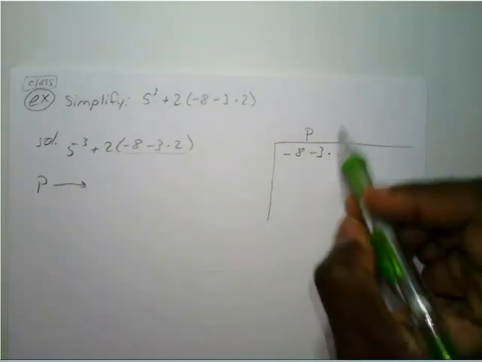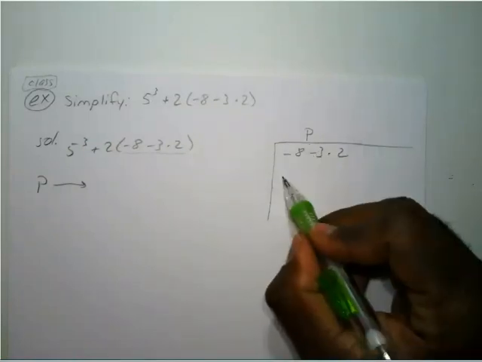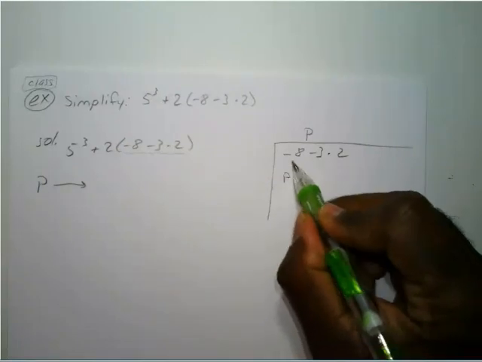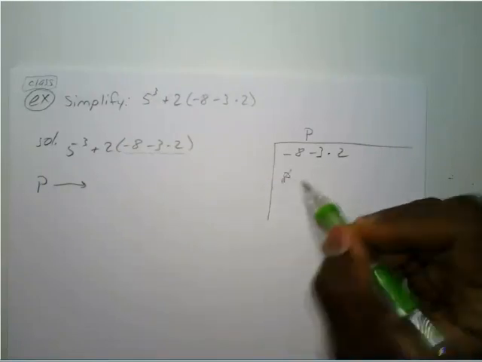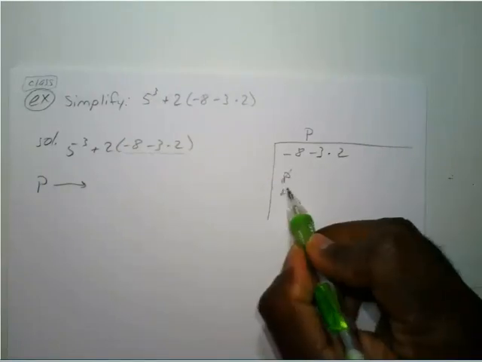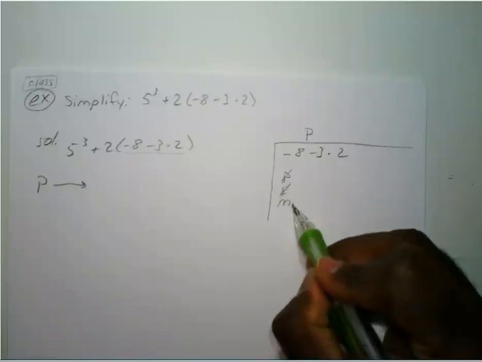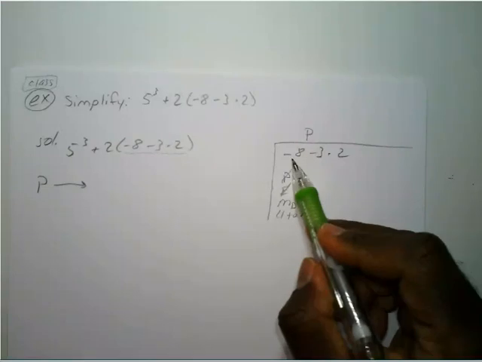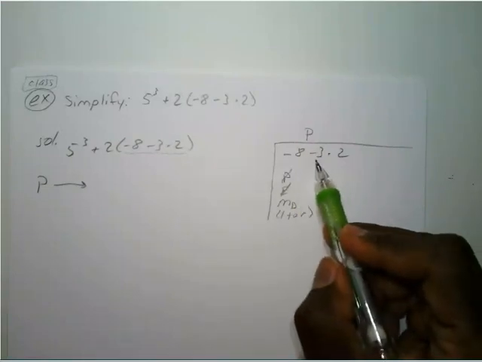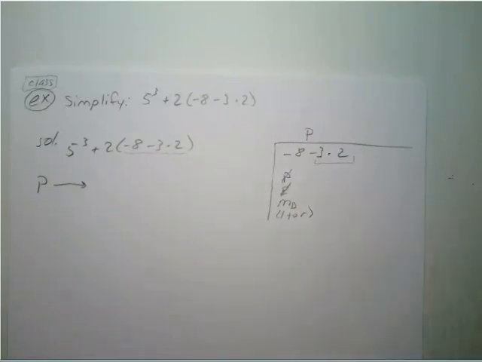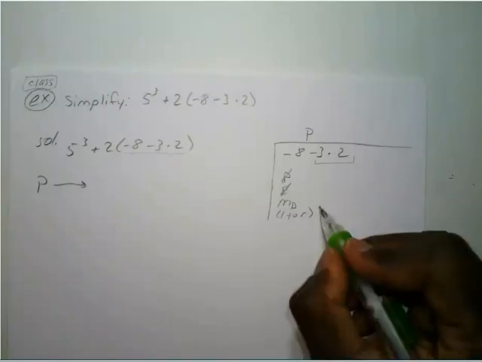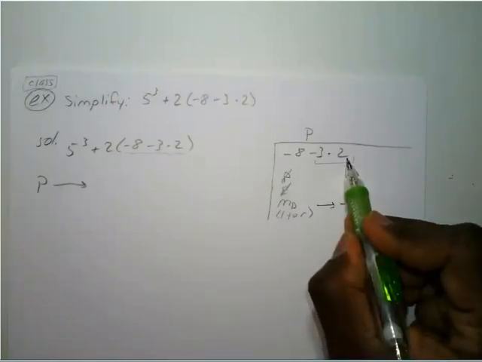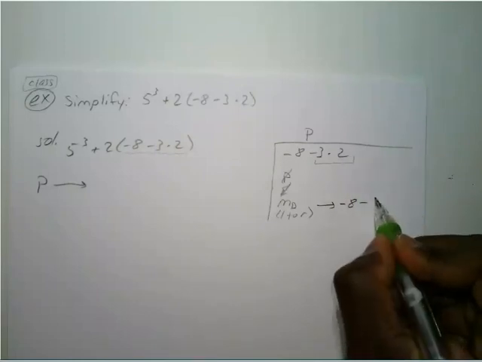Okay, so once again, we're going to go through our whole order of operations. You have no parentheses inside of there. You have no exponents inside of there. Multiplication and division from left to right. Going from left to right, you only have one multiplication, and that's 3 times 2. So you end up with negative 8 minus your 3 times 2, which is 6.